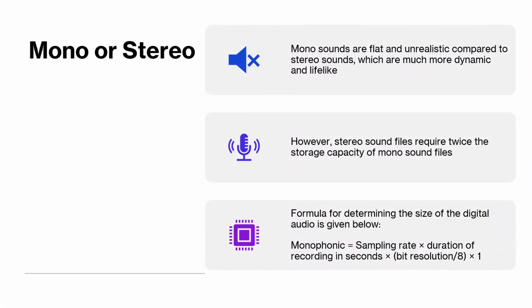Now moving on. Let me explain what mono and stereo are. I've already talked about it, but let me reiterate. You should have it in mind that mono sounds are flat and unrealistic when we compare them with stereo sound, which is more dynamic and lifelike. By lifelike, we mean that the sound we hear from a stereo is more realistic, because it's able to go through two channels.